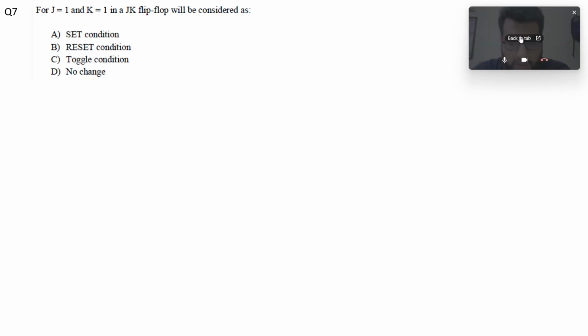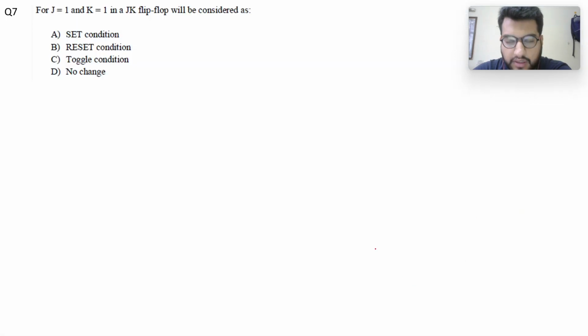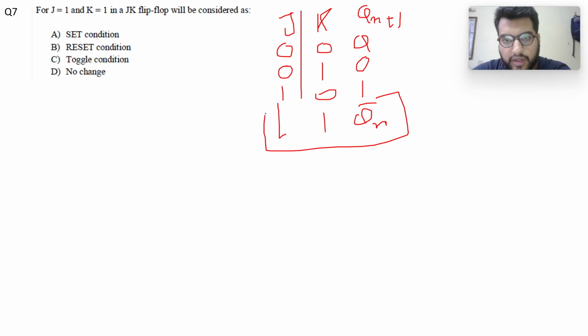So we have to find the J equal to K equal to 1 condition. We need to find out what that condition is called. So let me just draw the truth table of the JK flip-flop. You guys must be knowing it, but let me just show the complete solution. 0 0, 1 0, 1 1, and my Qn plus 1 will be equal to Q, 0, 1, and Qn complement.